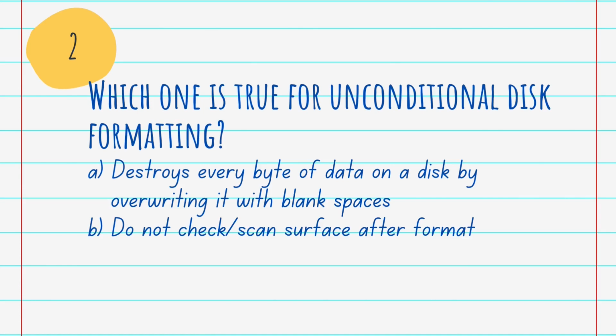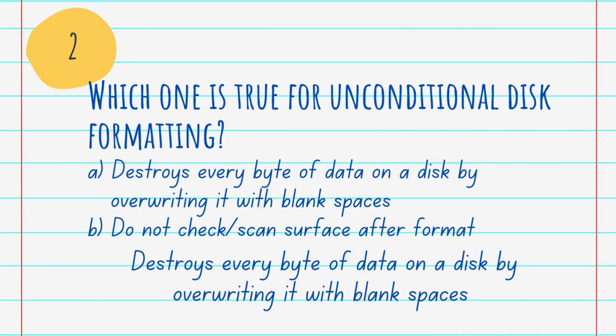Then the next question is, which one is true for unconditional disk formatting? A. Destroys every byte of data on a disk by overwriting it with blank spaces, and B. Do not check or scan the surface after the format. And the answer is A. Destroys every byte of data on a disk by overwriting it with blank space. Disk formatting means the process of preparing a data storage device such as a hard disk drive, solid state drive, floppy disk, memory card, or USB flash drive for the initial use. Any existing files on the disk will be erased by the disk formatting operation.